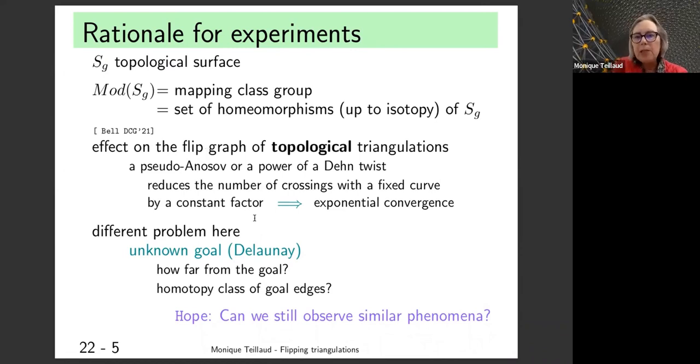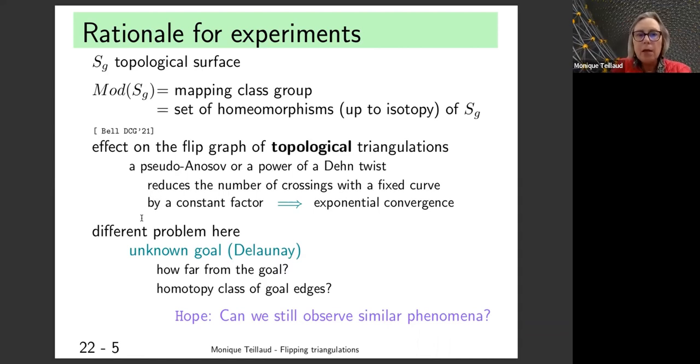And so he showed some exponential conversions of his algorithm. So this is all the intuition. So here I insist on the fact that our problem is different. So first, we don't have a topological surface. We have some geometry. We are not going to perform anything asymptotic, as I said, because our algorithm must be finite. And also what Mark Bell wanted to have is to reduce the number of crossings of these triangulations with a fixed curve.